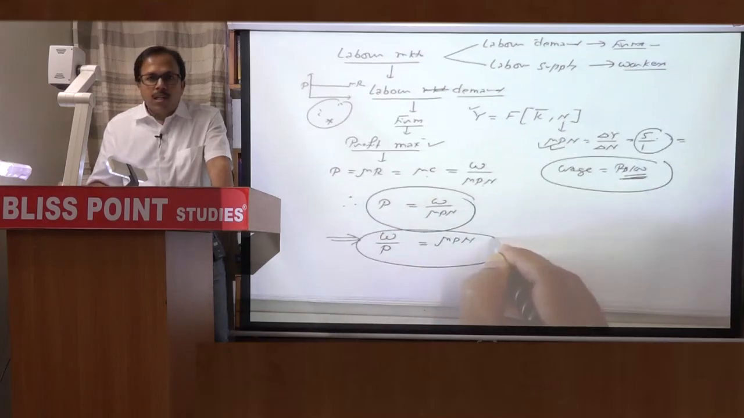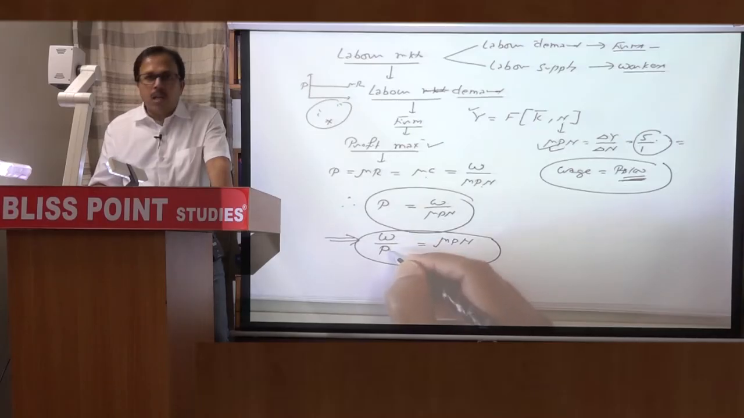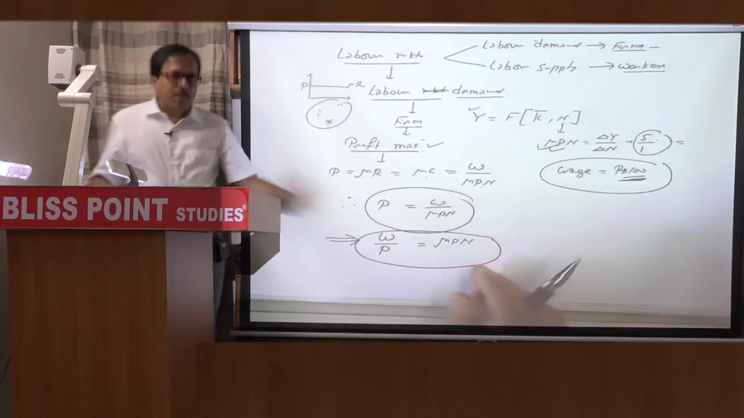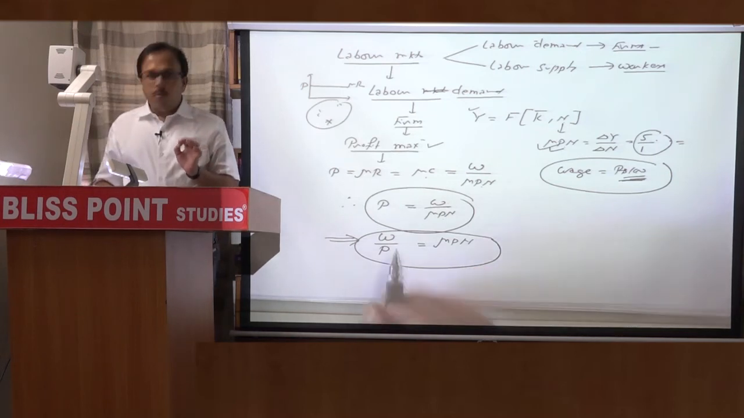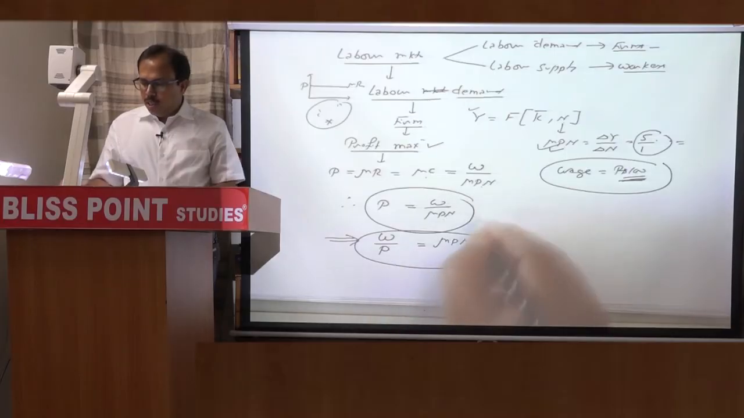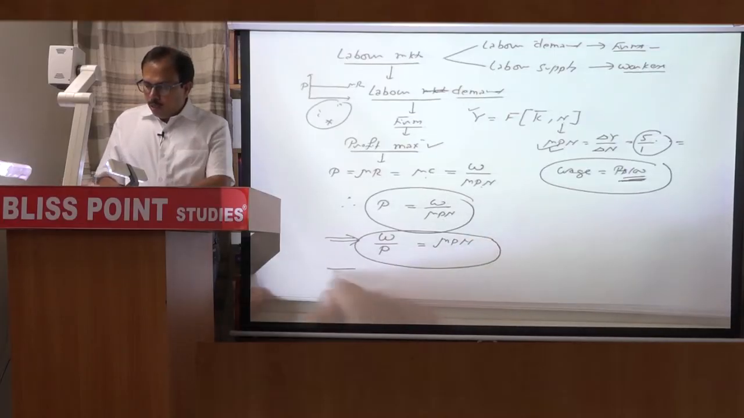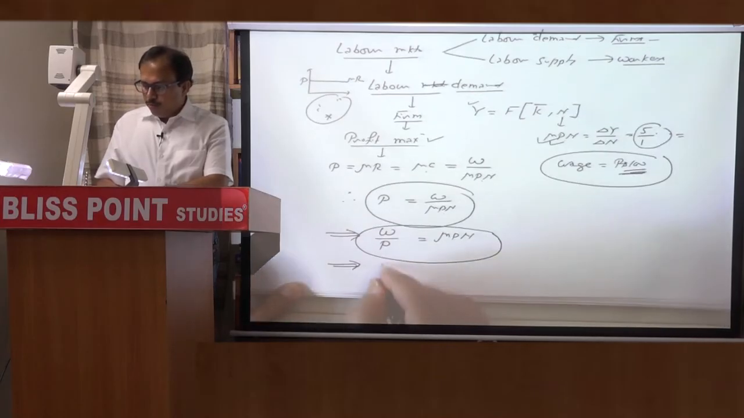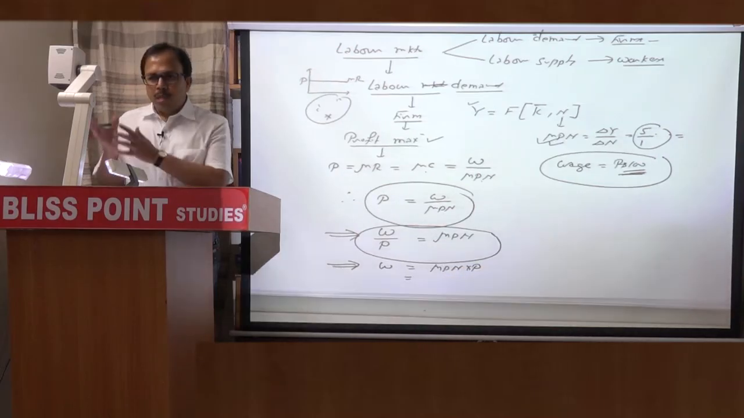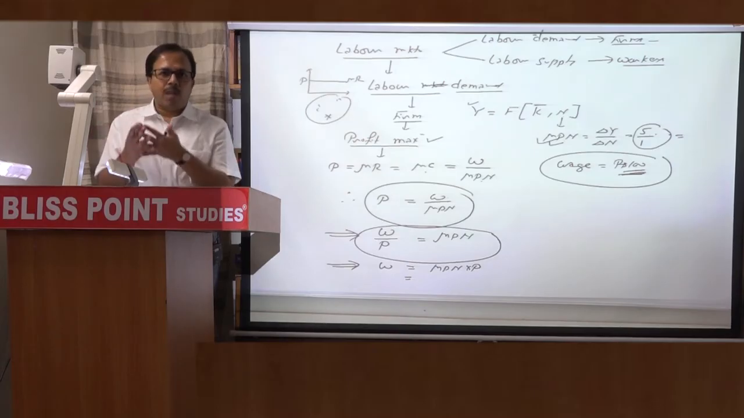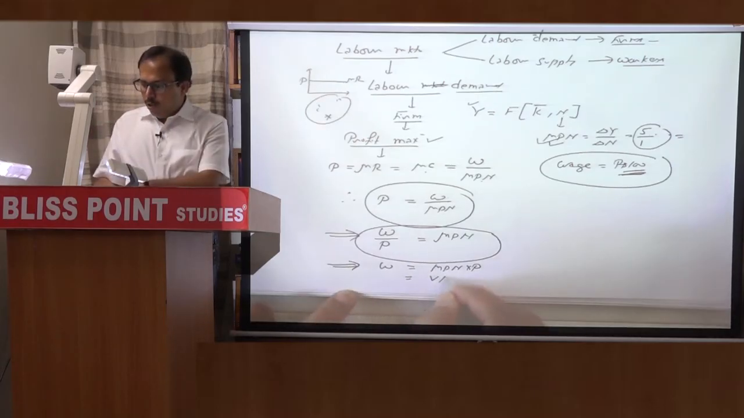Clear? And now recall what I stated in the earlier part. When you divide any number by price, it will become real. So this W by P is real wage, and only W is nominal wage. So you can write this equation in this form, or you may write this equation in this form also. W is equal to marginal product of labor multiplied by price. When you multiply any number with price, you get the value of that. So this is called value of marginal product. That will be equal to wage.